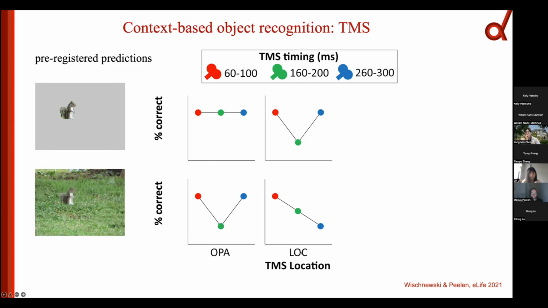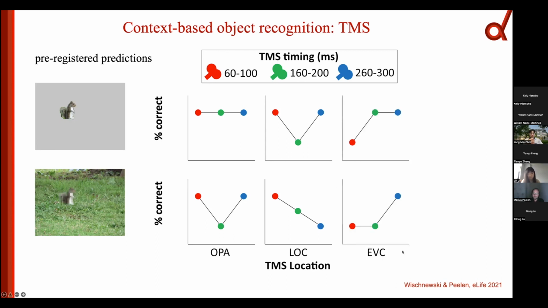Now, when LOC, the object-selective cortex, is stimulated, we expect that stimulating around 200 milliseconds should impair recognition of intact objects, because many studies have shown that object-selective cortex represents objects at around 200 milliseconds. Importantly, for the context-based recognition, we also expect that stimulating at around 200 milliseconds impairs performance, because object-selective cortex is still representing these degraded features, but it would be even more strongly involved later on when the feedback arrives from scene-selective cortex and when the object is disambiguated. This is around 300 milliseconds, the time point that we've seen in the MEG experiment.